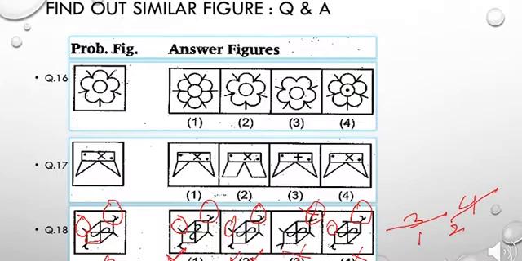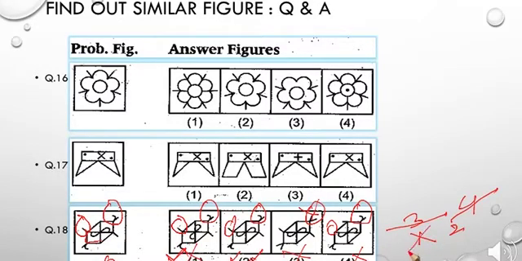Let's see some more designs inside. Here we can see this S, English alphabet S like a design is there. Let's check this design in 1 and 2. In 1, this is not drawn in the same way, so this cannot be the answer. Option 1 cannot be the answer.